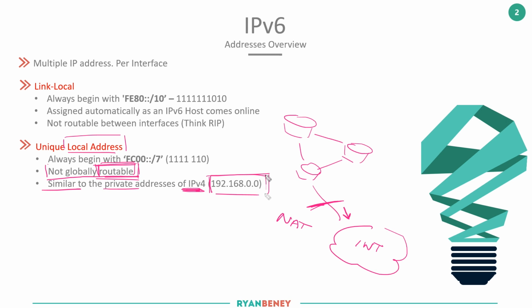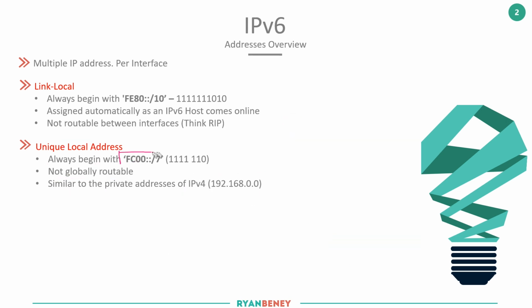They're very similar to these private IPs, and it's important that we understand the IP range that's been reserved for these individual addresses. So FE80 is the main bit we need to worry about for link local, and for unique local it's FC00. So unfortunately, two things we're going to have to remember there about IPv6 addresses.